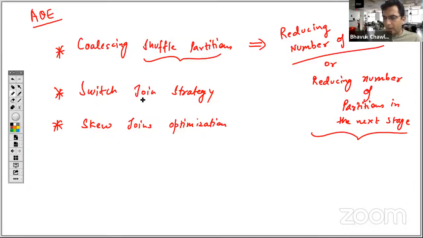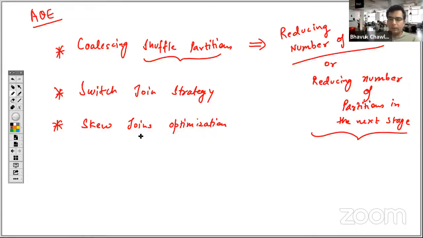So we discussed one advantage, switching the join strategy. The second advantage is that it ensures the number of partitions in the next stage can be reduced, because during runtime you are able to get that feedback when you execute it.